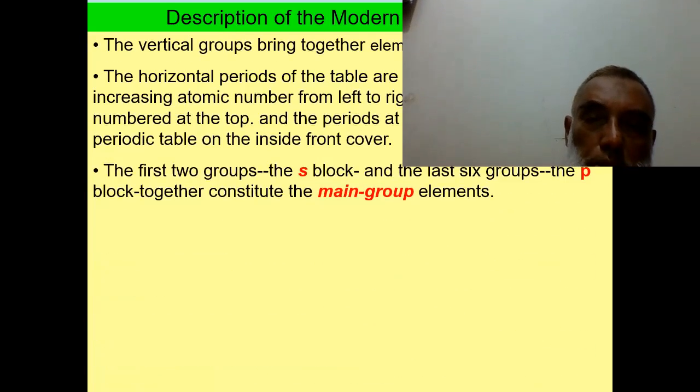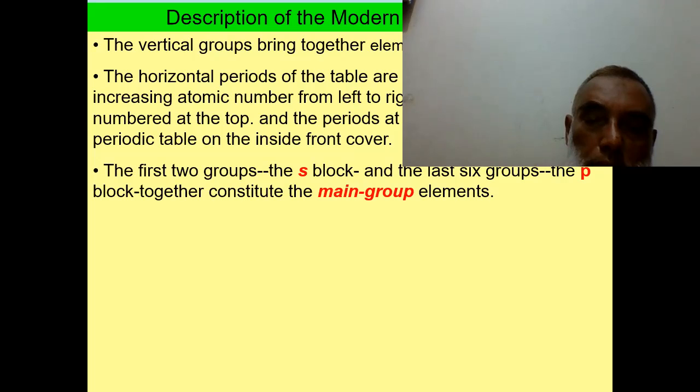The vertical groups bring together elements with similar properties. The horizontal periods of the table are arranged with increasing atomic number from left to right. When we go from left to right, electronegativity increases, and when we go from top to bottom, electropositivity increases.